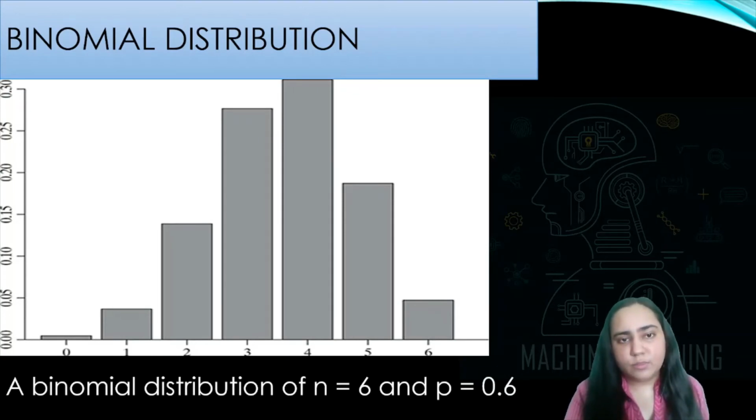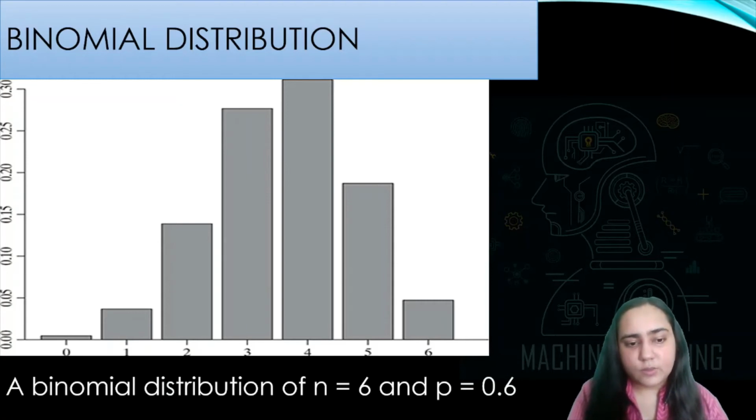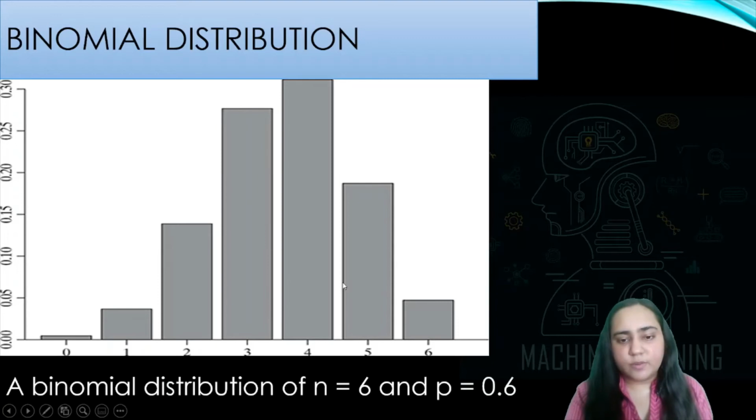And here is a simple histogram of what a binomial distribution looks like. You can see that this distribution has this type of histogram, and this histogram has been created for n equal to 6 and probability of success being 0.6. So this is the histogram that gets created.